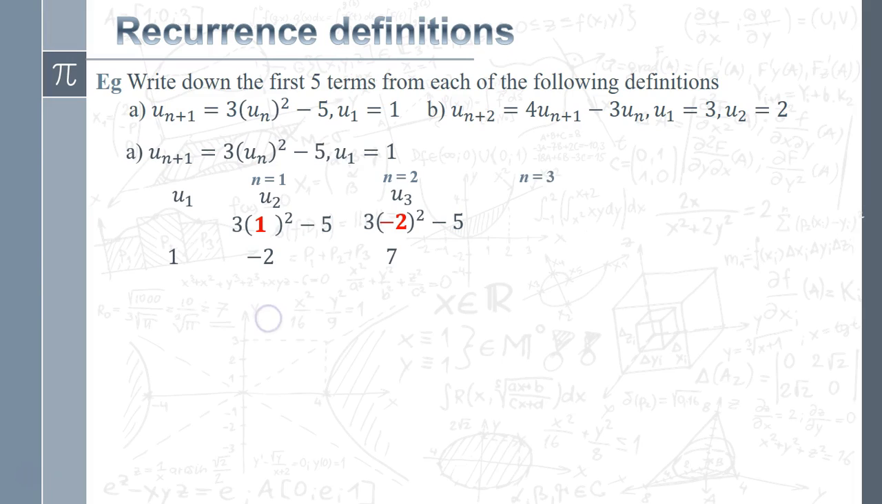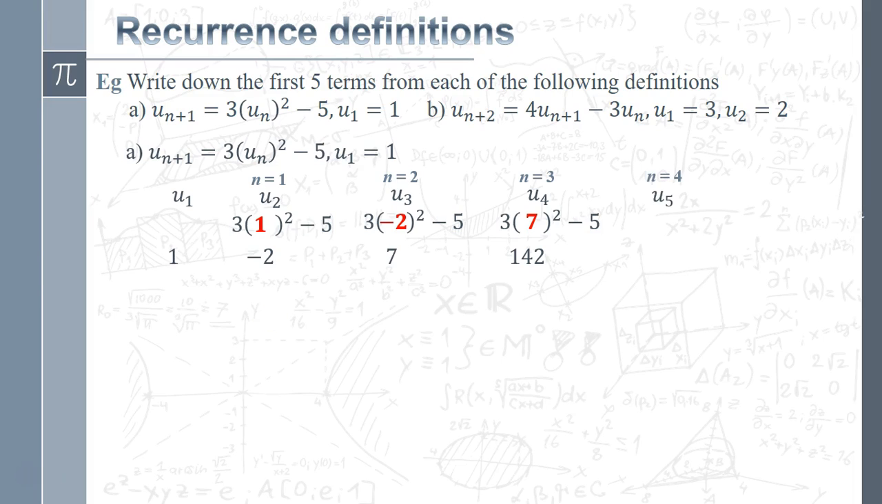And on we go when n is worth 3. So u_{n+1} is u4. And that means I've got to do 3 times u3 squared minus 5. u3 being 7, so we need 3 times 7 squared minus the 5. So that's 142.